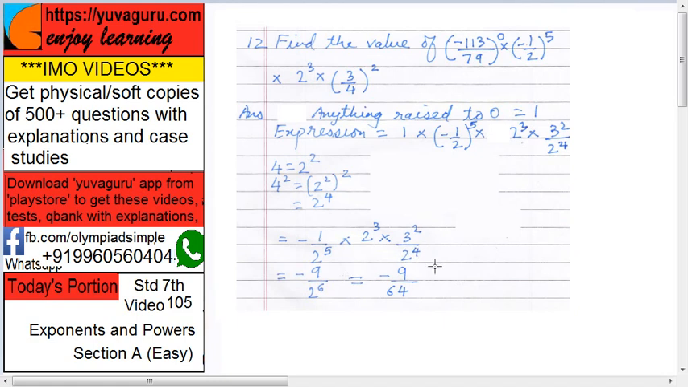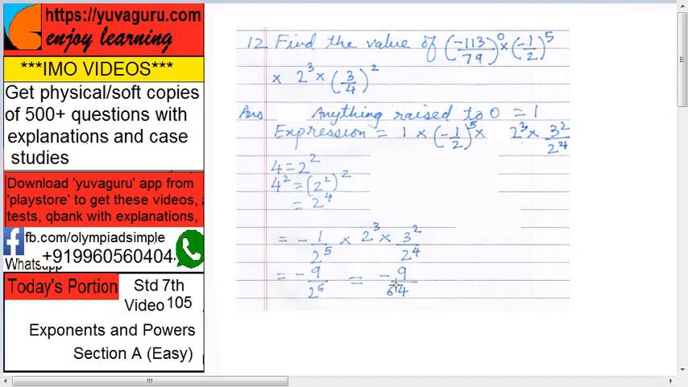Now solve this. Whatever gets cancelled, cancel it. 2 cube cancels with 2 raised to 5, so 2 raised to 2 remains, since 5 minus 3 is 2. So 2 plus 4, that is 2 raised to 6 in the denominator, and in the numerator 3 square as it is. So this becomes 9, so minus 9 upon 2 raised to 6.